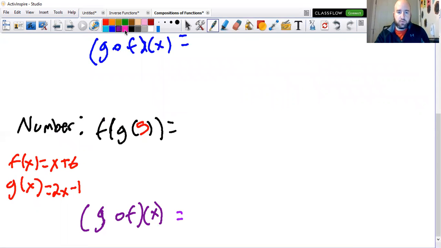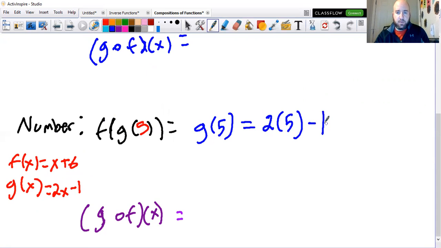I'll start with blue. All right, so we're going to start with g of 5. We want to evaluate our function g of x if we plug in 5 for x. So I'm going to plug in 5 right there. I start by just putting the 5 in for x. I still have the 2 on that side, so I'm multiplying 2 times 5, and then still subtracting the 1 on the end. 2 times 5 is 10. 10 minus 1 is 9.